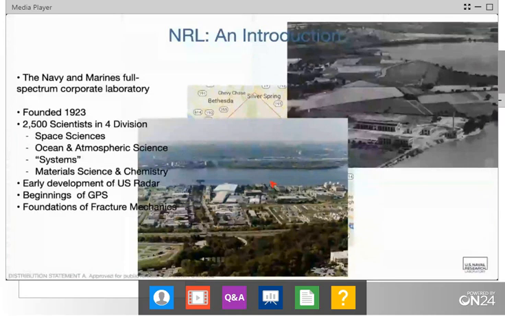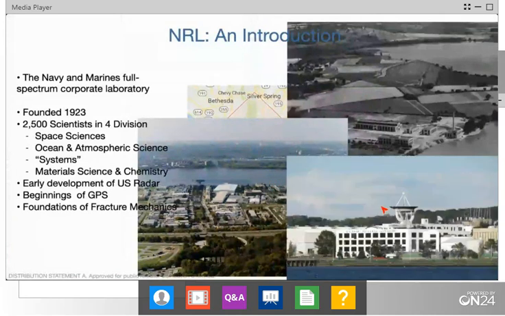And if we ever get to fly again, and you're flying into Washington, D.C. at Reagan National Airport, you might see this building as you fly in, and this is our headquarters there.